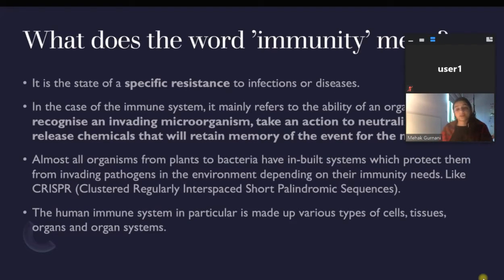And since we're talking about human immunity, I felt like we should first start off and discuss the different types of cells, tissues, and organ systems that make it up.